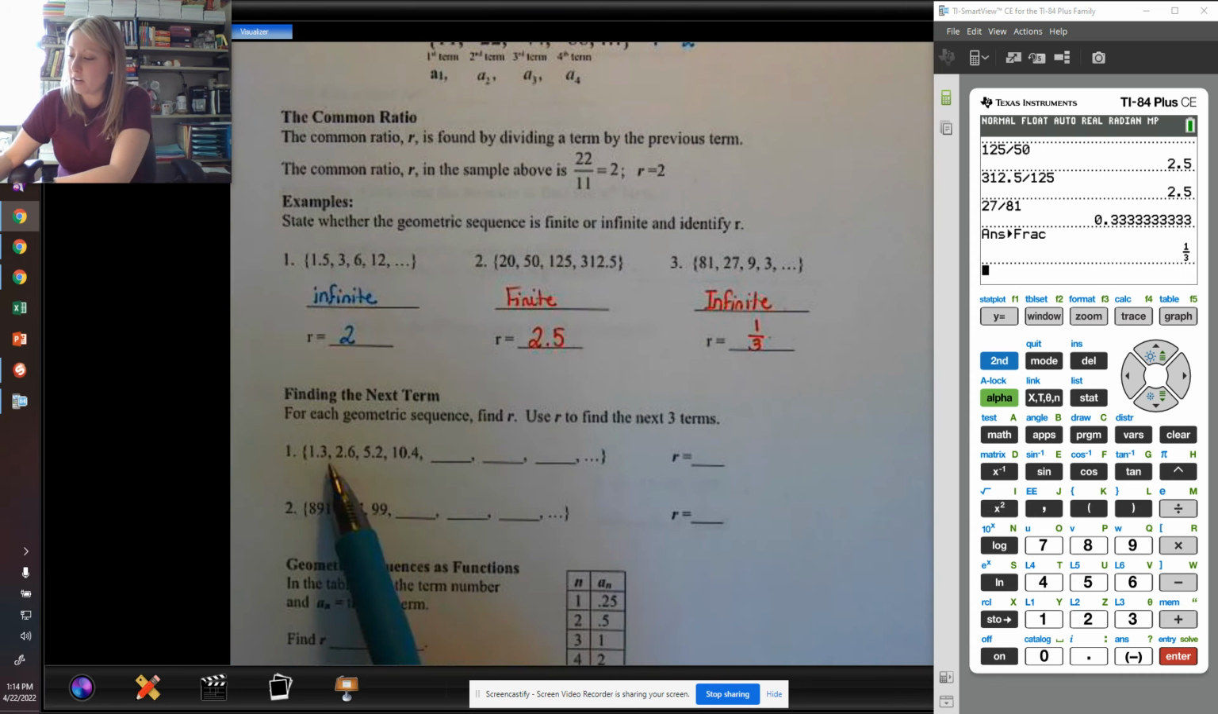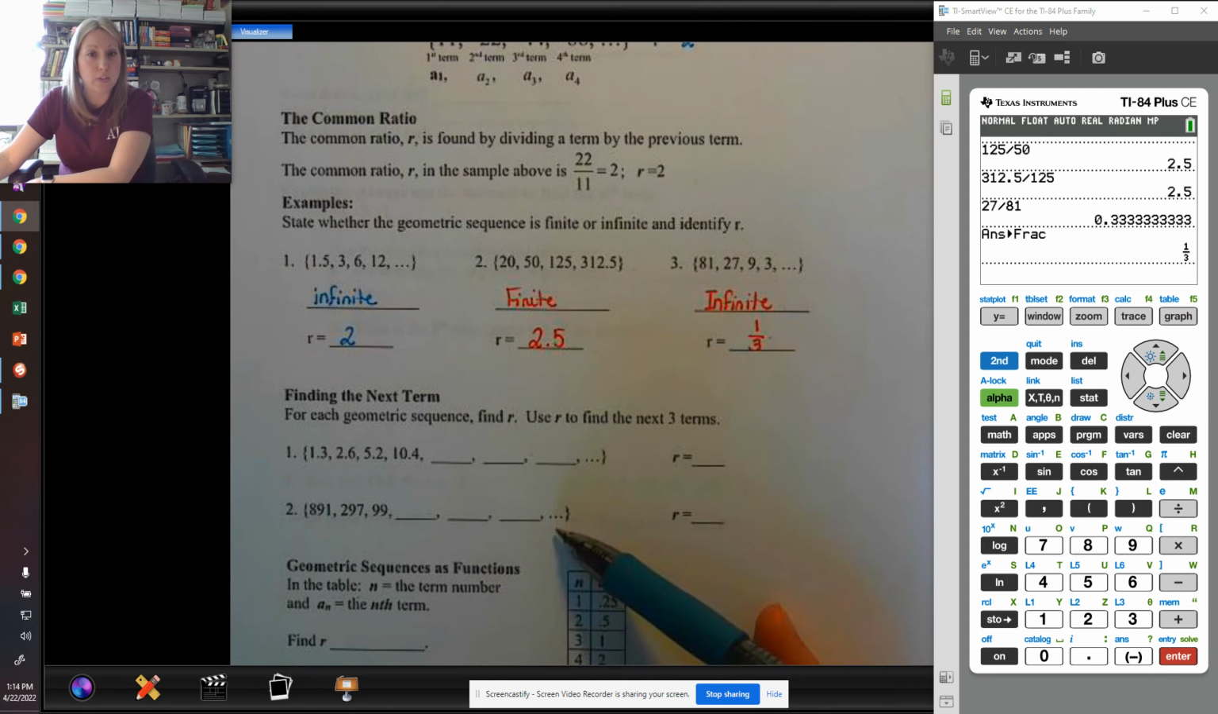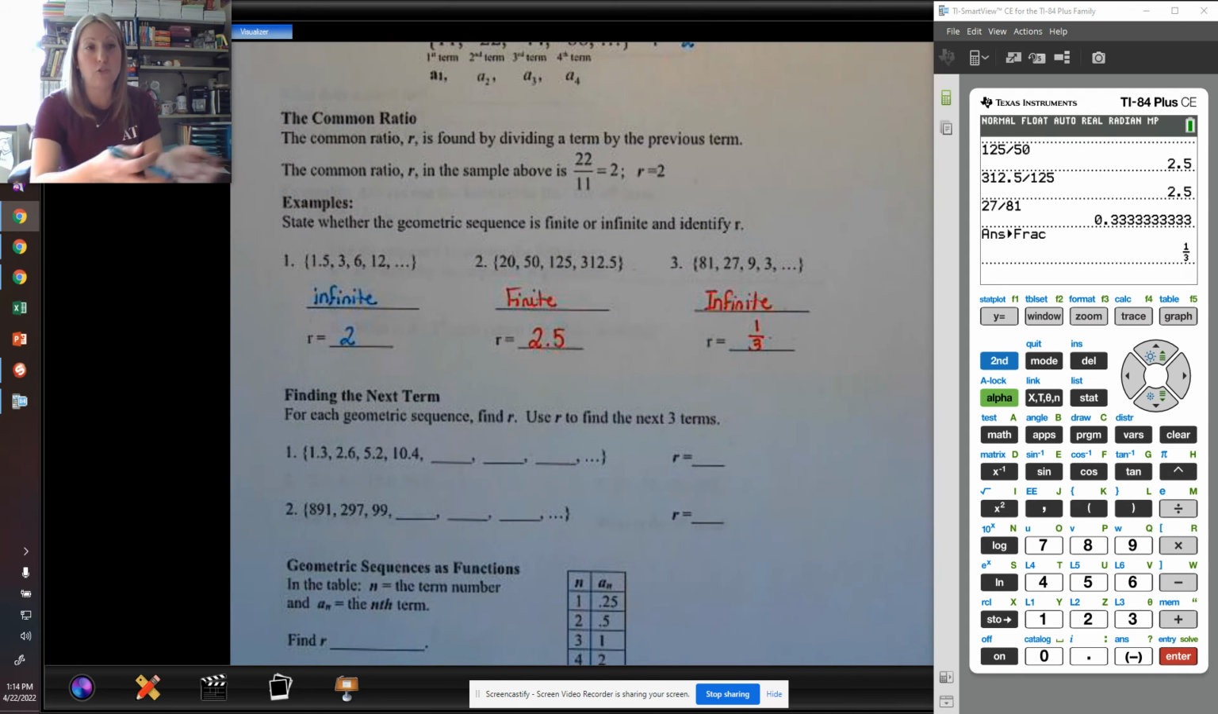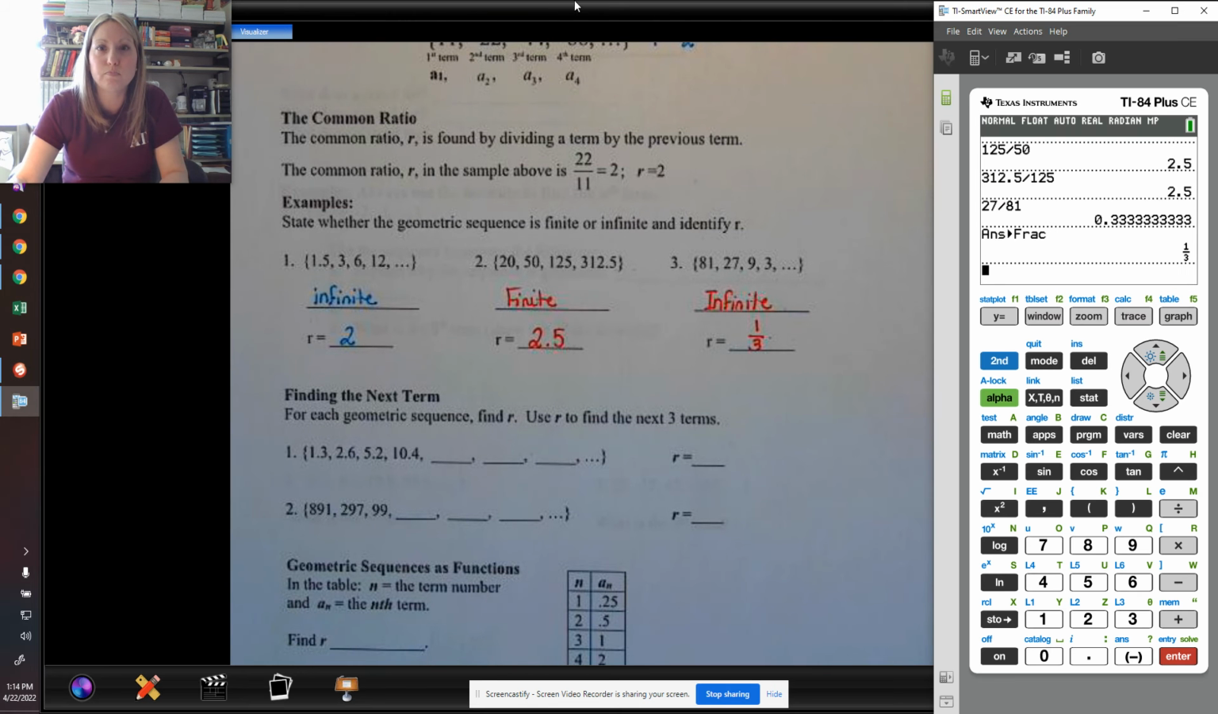Okay, so finding our next term. What's next? Well, let's use the common ratio and apply it to some of our infinite sequences and find maybe the 5th, 6th, and 7th terms in these sequences. Both of these are infinite sequences, and that's why we can use our common ratio to actually find more values in the sequence. But let's first find our common ratio here. Let me use our graphing calculator and type in 2.6 divided by 1.3.